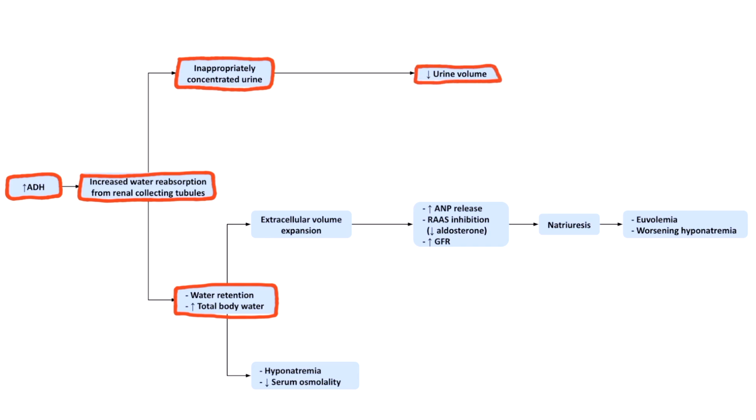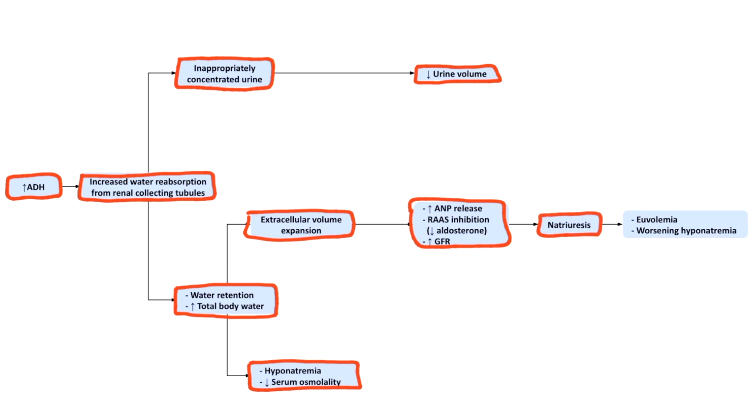Water retention, in turn, leads to other abnormalities, including hyponatremia with low serum osmolality, as well as extracellular volume expansion. ECV expansion stimulates and increases the release of atrial natriuretic peptide. It also inhibits the renin-angiotensin-aldosterone system and increases the glomerular filtration rate. These mechanisms lead to natriuresis.